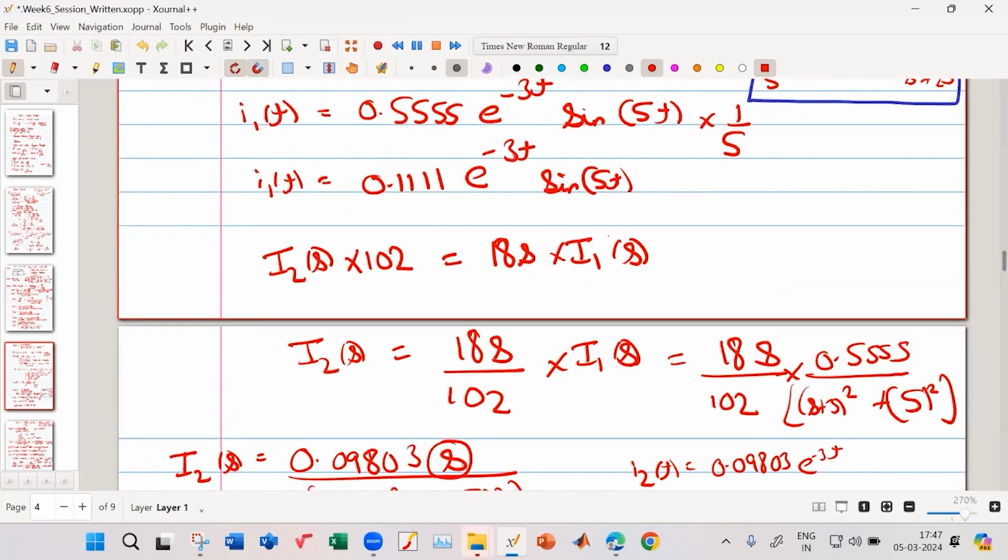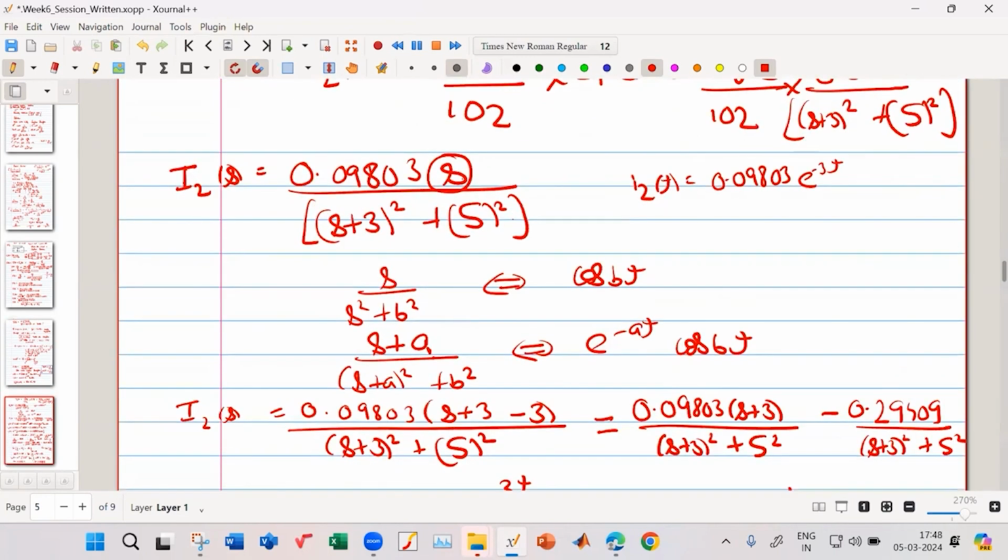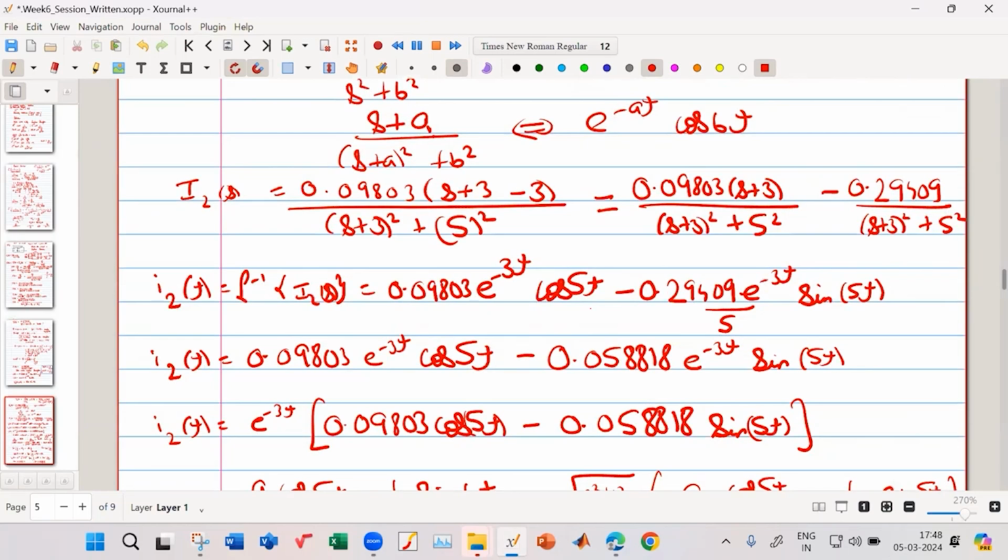Then I2 of S, we found it to be of this form. Okay, but this is S upon S plus C the whole square plus 5 square. It should be S plus 3. So what we did, we added plus 3 and minus 3. And then we got it of this form. And then we found the inverse Laplace transform. We got it. This is the inverse Laplace transform.